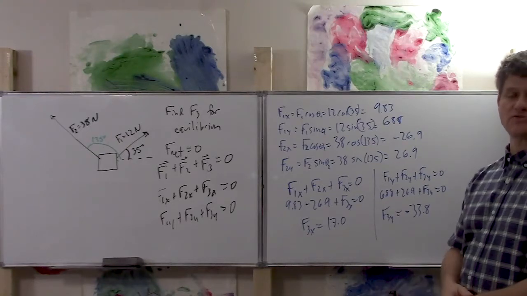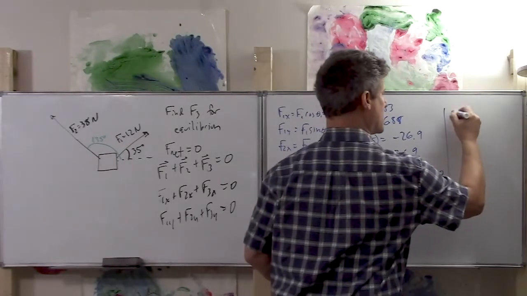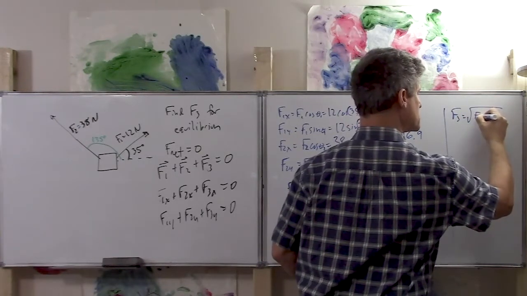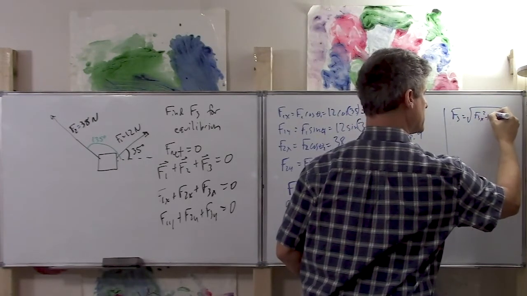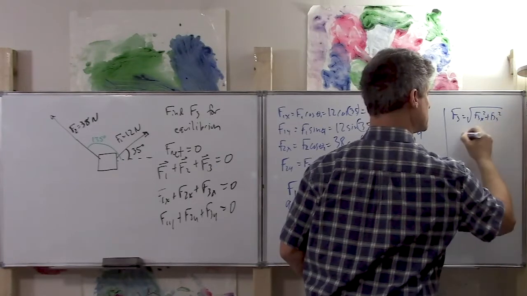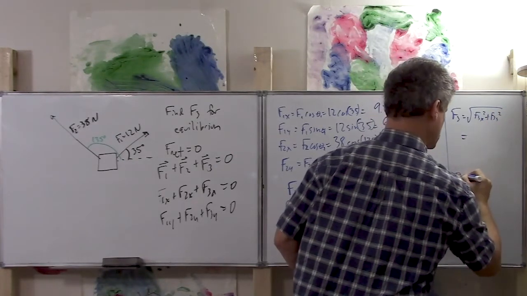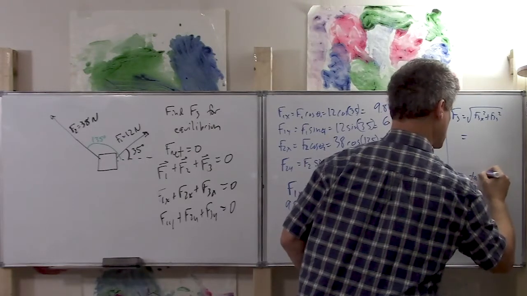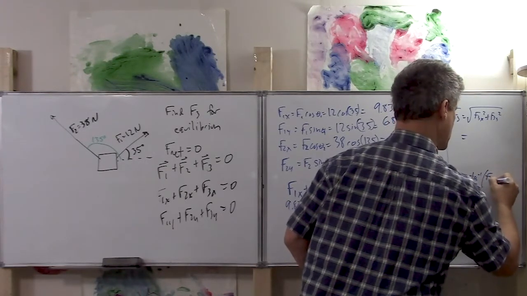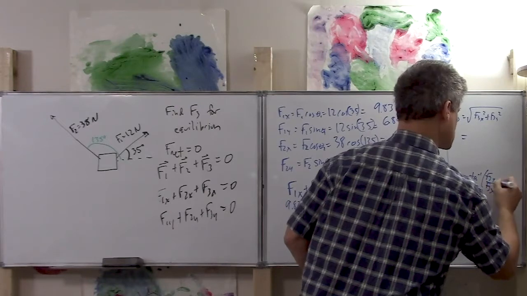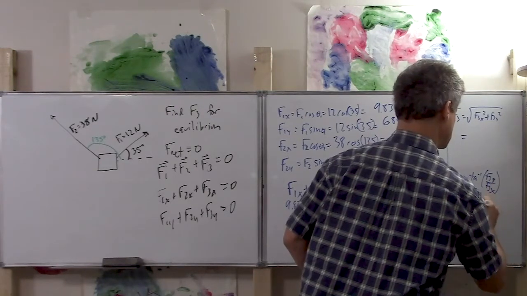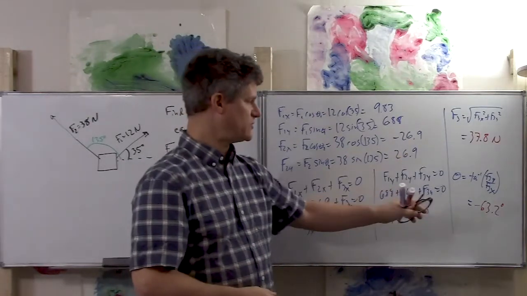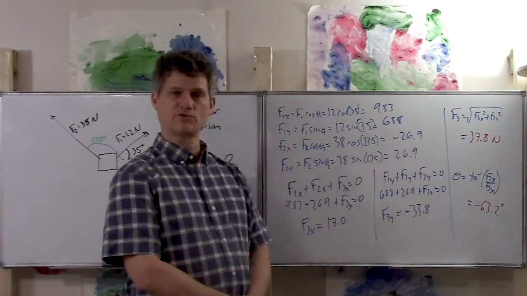Now, to get the magnitude and direction of F3, we just say F3 equals the square root of the sum of the squares of the components of F3. And the angle is the inverse tangent of F3y over F3x. And we get 37.8 newtons and negative 63.2 degrees.